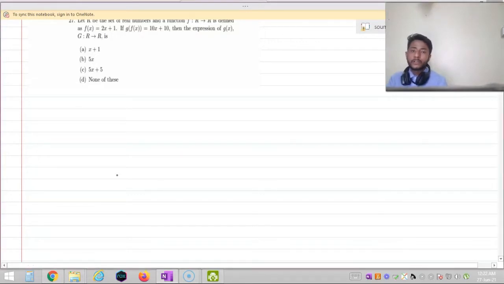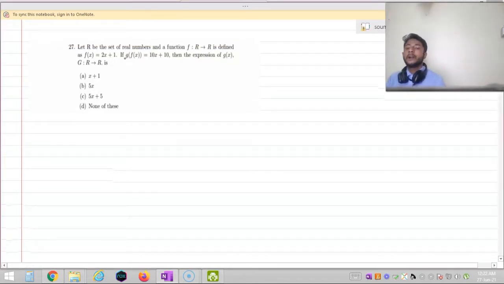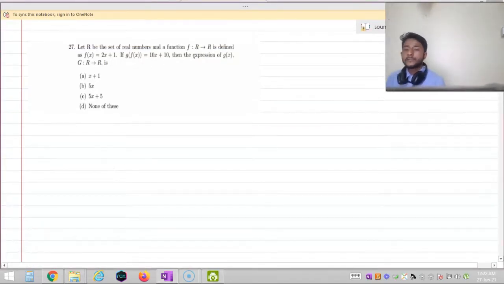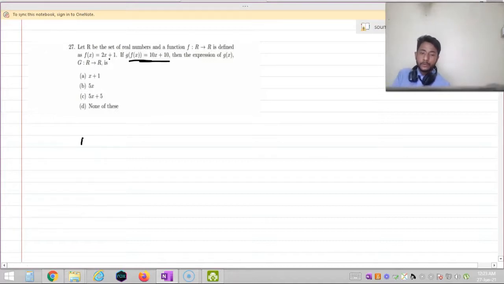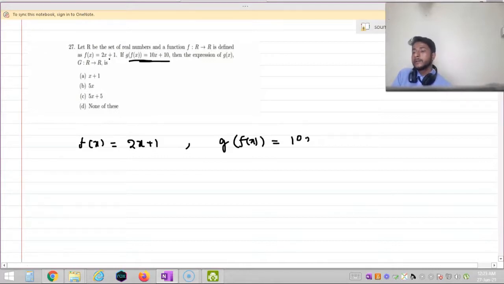Let us solve question number 27, which says that R is the set of real numbers and f, g from R to R are defined by f(x) equals 2x plus 1 and g(f(x)) is equal to 10x plus 10. Then the expression of g(x) is given by. So we have to find the expression of g(x). We know that f(x) is equal to 2x plus 1, and g(f(x)) is equal to 10x plus 10.